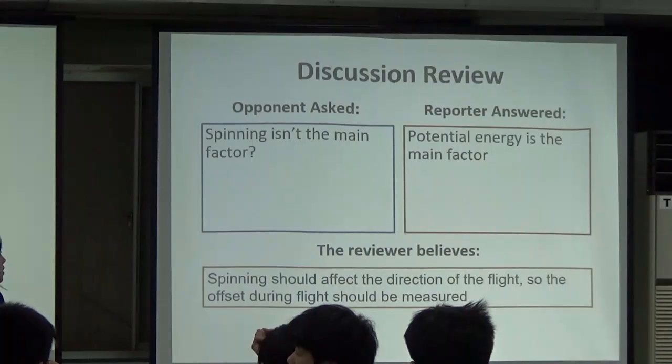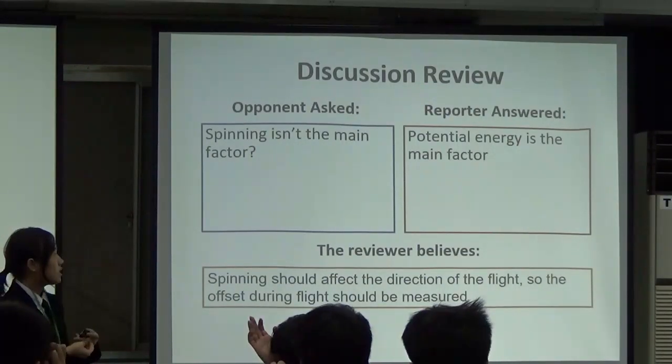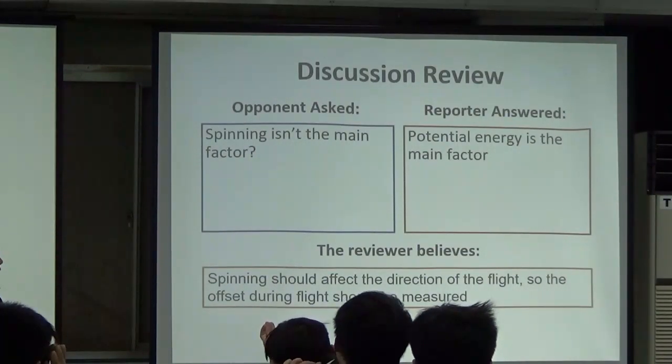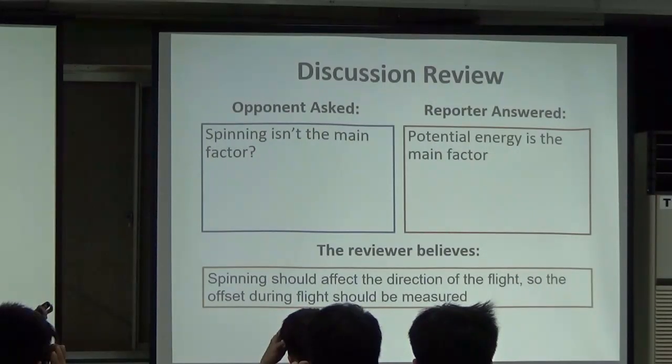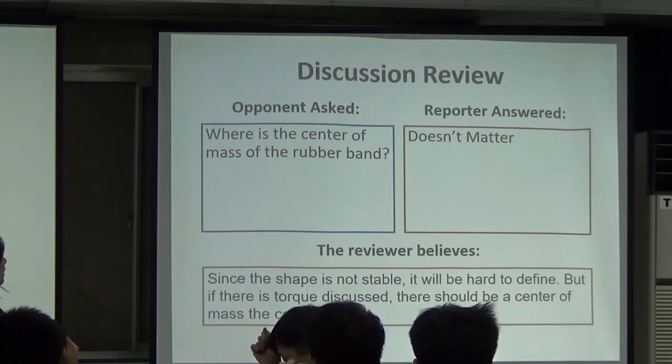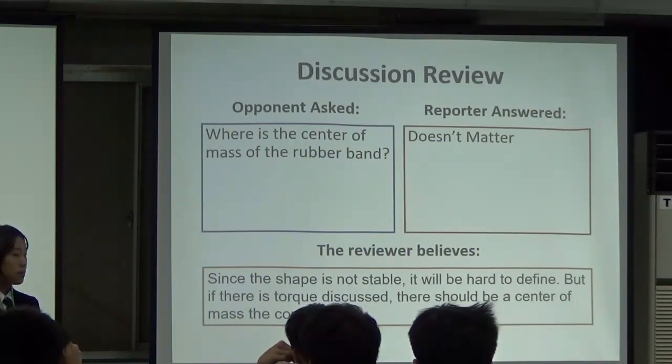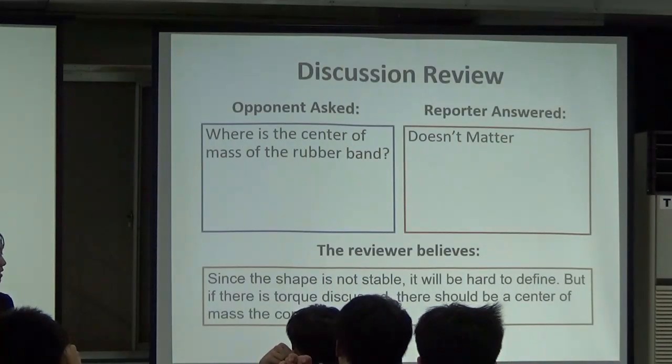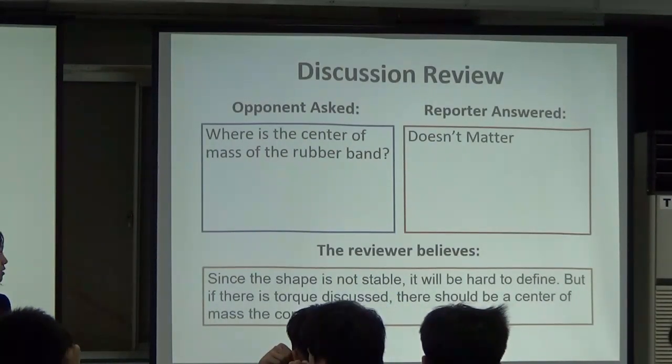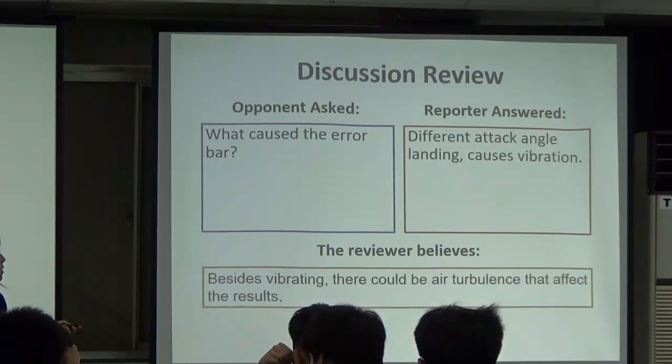And they asked that spinning isn't a main factor, and they said that the potential energy is a main factor, and the reviewer believes that spinning should affect the flight direction, so the offset during the flight should be measured. And they asked where is the center of the mass of the rubber band, and they said that it doesn't matter, but the reviewer believes that since the shape is not stable, it will be hard to define, but if there is a torque that they are discussing, there should be a center of mass.